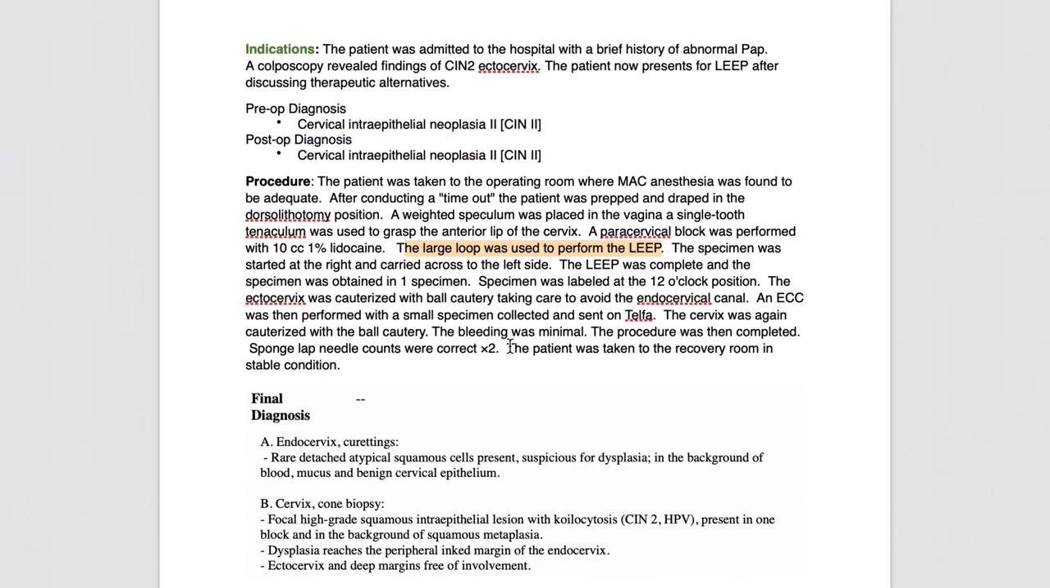So we have a large loop that was used to perform this LEEP. And we did an ECC. So here is pathology. And it says endocervix curettings, rare detached atypical squamous cells present.